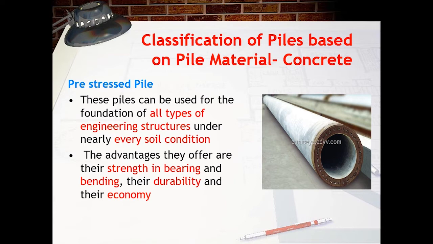Next, we have pre-stressed pile. This pile can be used for the foundation of all types of engineering structures under nearly every soil condition. The advantage they offer are their strength in bearing and bending, their durability, and their economy. Pre-stressed concrete pile in superstructure design is made of higher strength concrete. It requires smaller cross-sectional area and can be made impact resistant. The same result applies to pre-stressed piles in comparison with the precast reinforced piles.